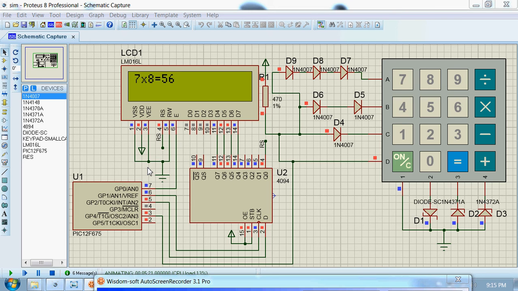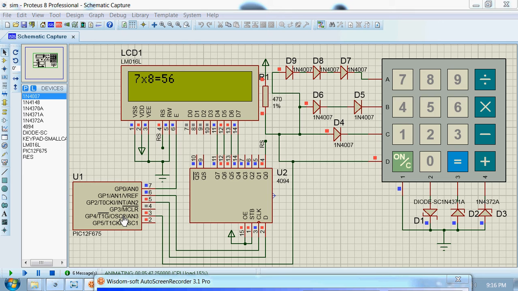Now let's see how this LCD is interfaced with this microcontroller. This PIC is running on its internal 4 MHz oscillator, and this PIC microcontroller has only 6 input output pins. GP0 to GP5 are 6 input output pins. So it is not possible to directly attach LCD with this microcontroller, even in 4-bit mode.